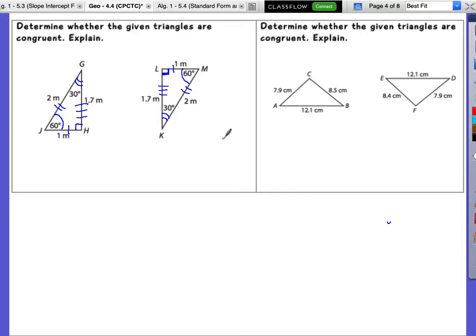So triangle what is congruent to triangle what? Who can help me write a congruent statement? Okay. So you can pick whatever first order you want, but your second order has to match. I agree, okay? So if we do triangle GJH, we go from 30 to 60 to 90. If we do triangle KML, we went from 30 to 60 to 90. So we went the same order, which is good. Corresponding angles in that order.